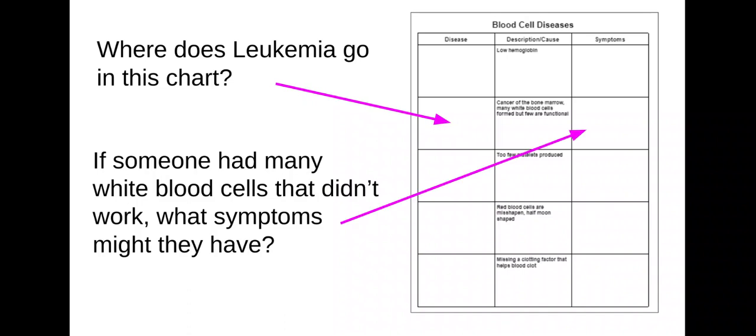And then we're going to think about, if someone had a lot of white blood cells that didn't work, what symptoms might they have? So if you remember, white blood cells fight bacteria and viruses. What symptoms might they have? Well, if they can't fight off bacteria and viruses, they're probably going to be sick a lot. So go ahead and write down that they'll get sick easily or frequent infections, something like that, in the symptoms box.